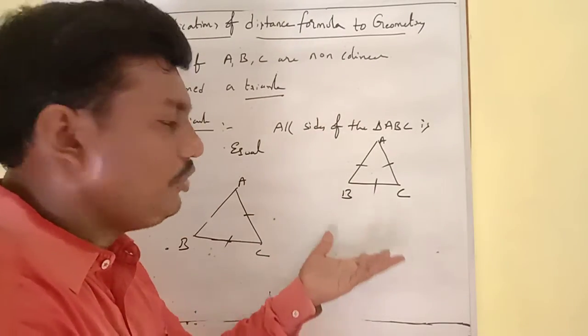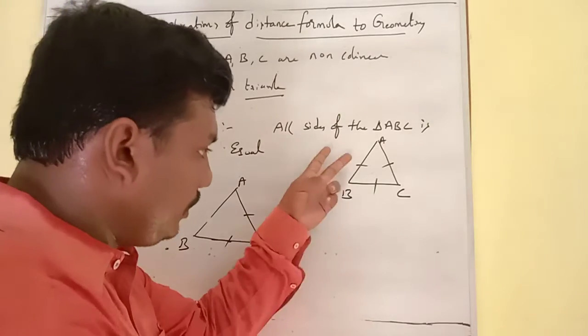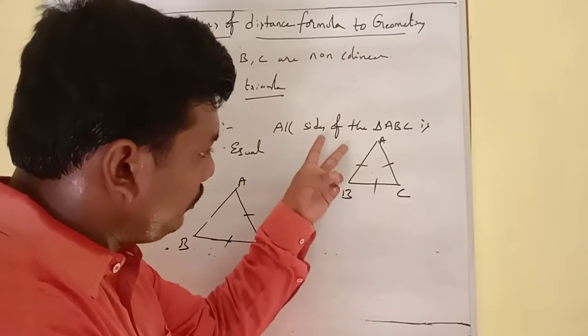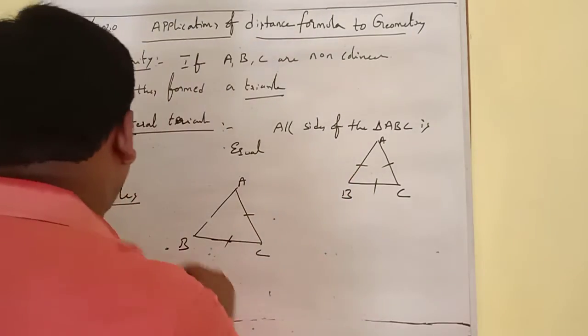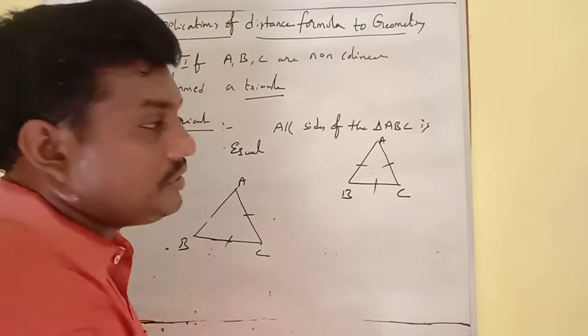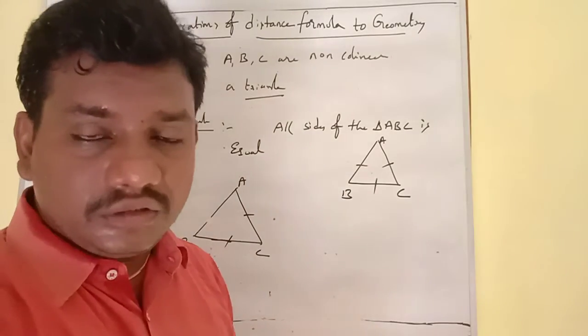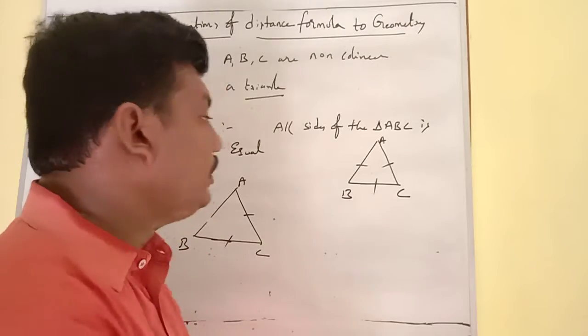So obviously all three sides are equal in the case of an equilateral triangle. That means equilateral triangles are a subset of isosceles triangles. Right.